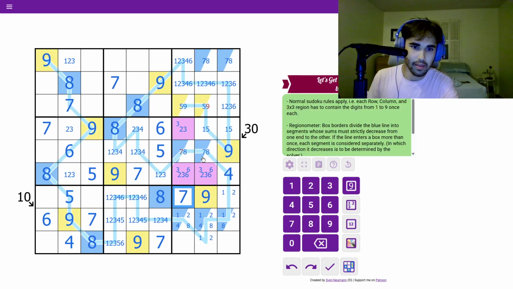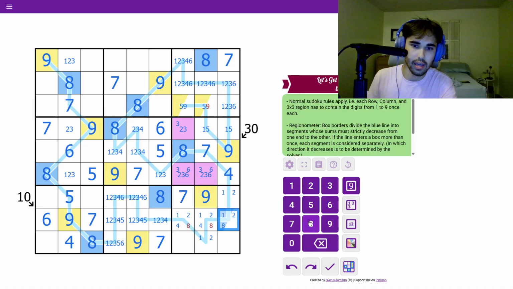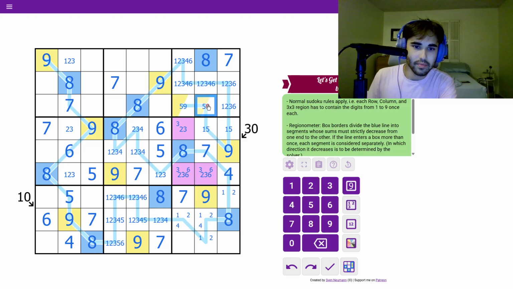That is a 7. That's a 7. That's a 7. That's an 8. That's an 8. So there go my blues. So these can't be blue. This is the 8. So either of those can be 8. I'm just trying to clean some things up, man. So that puts my 9 here. That's the last yellow.